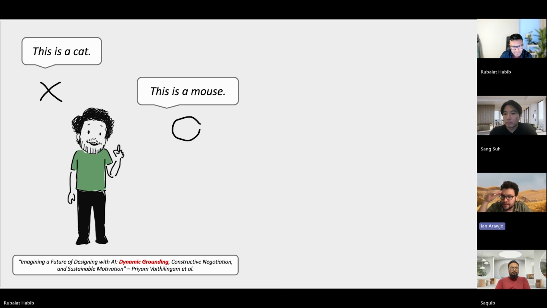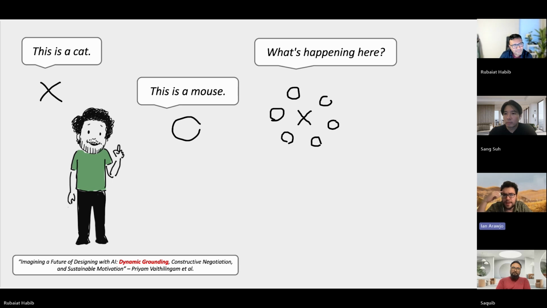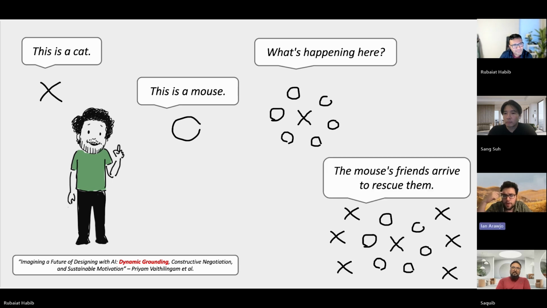I'm just going to give you one more example to try to underscore what I mean by dynamic grounding. So imagine we have a very simple notational system where we just have an X and an O. And we say with the X, this is a cat, and with the O, this is a mouse. Even with such a simple system, we can imagine AI systems where we can ask questions like, what's happening here? Or we could instruct the AI system to say, the mouse's friends arrived to rescue them. And then the AI system needs to add the X's in the appropriate place and understand what we mean.